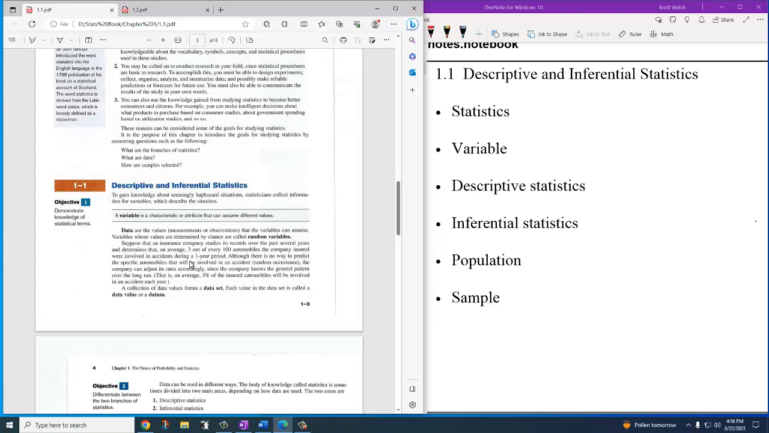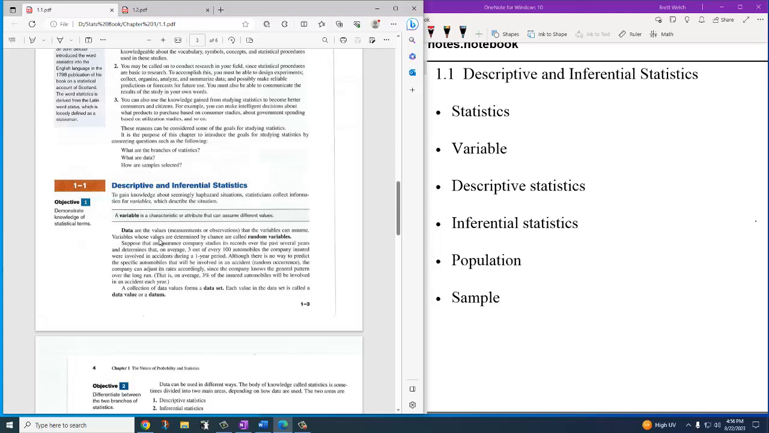Once we're into the world of statistics, there's a couple of different types of statistics that we're going to talk about, but the first thing we need to know is, what do we mean by a variable? Variables are something that we collect information about to describe situations, and a variable is a characteristic or attribute that can assume different values. It has to be able to vary.